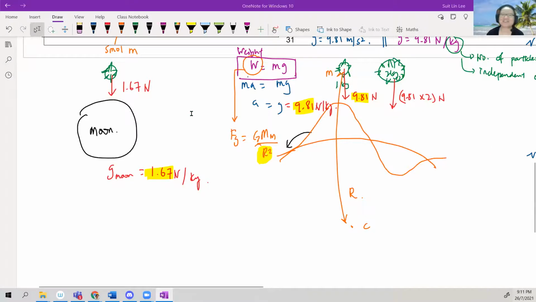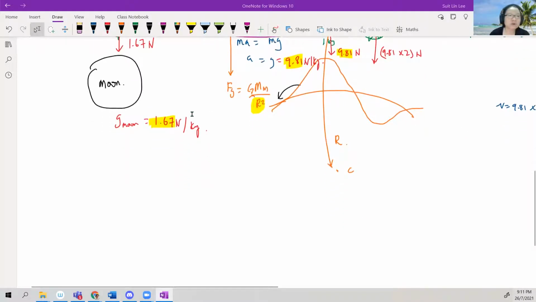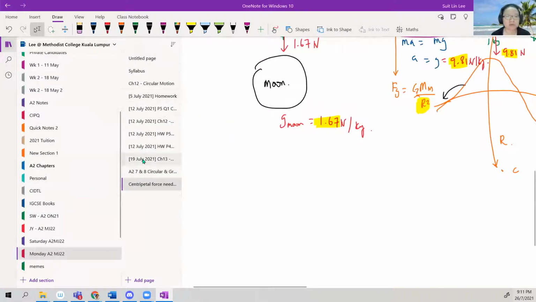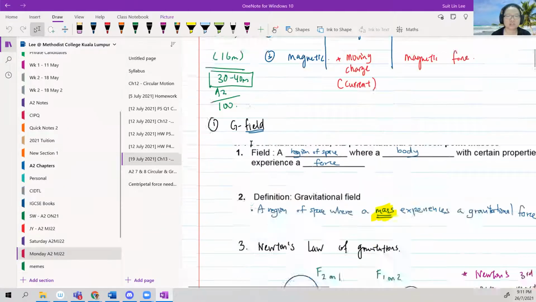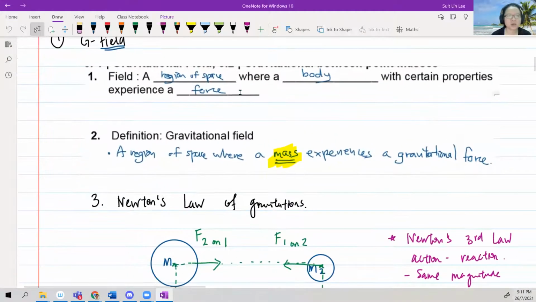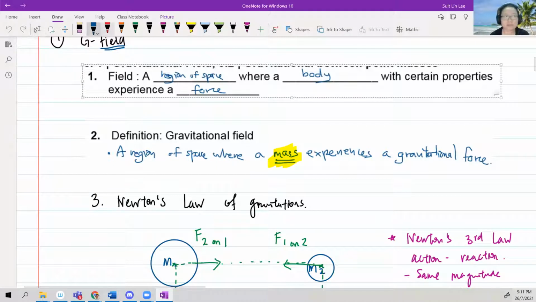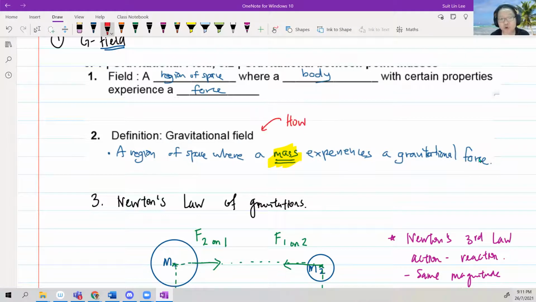Joking. Okay. All right. So to have a number to show how strong the field is, where did we start our story about the gravitational field? We start our story by saying that a field is a region of space where a body, like a mass, experiences a gravitational force. But you know lah, in science, we always want to measure one. So now my question is, how strong is the gravitational field? How do I know? Strong, okay?